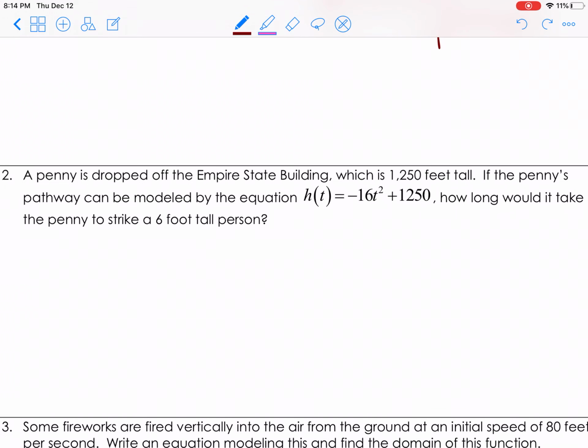This one talks about a penny dropped from the Empire State Building. If the penny's pathway can be modeled by this equation, see the 1250, refer to the 1250 there, okay? How long will it take for the penny to strike a 6-foot tall person?